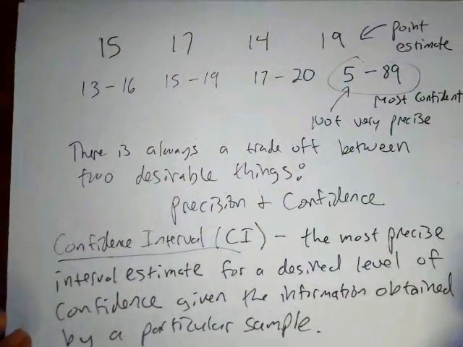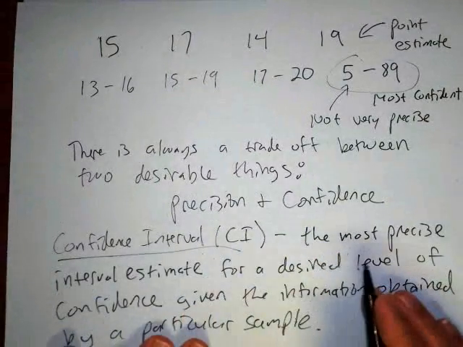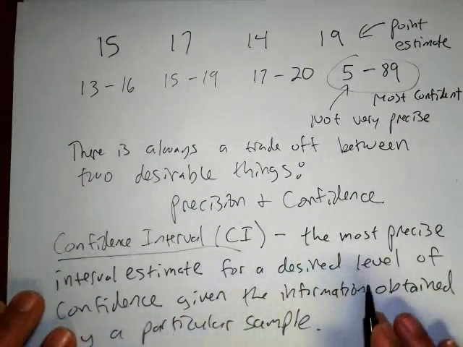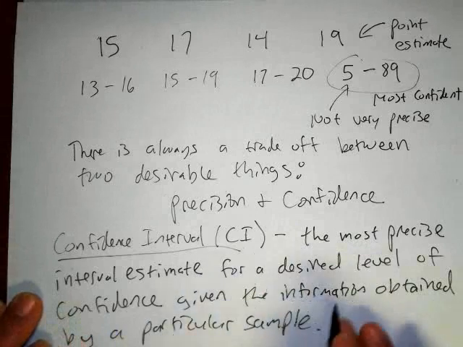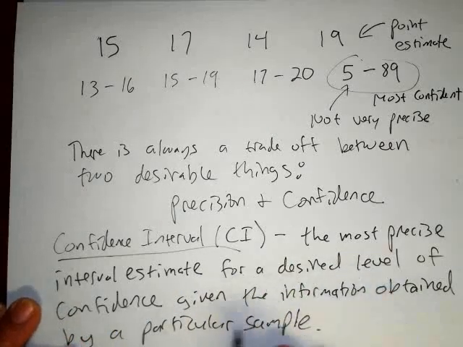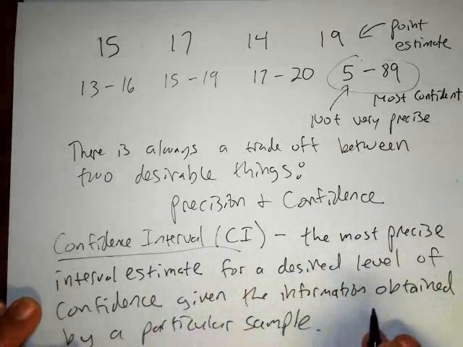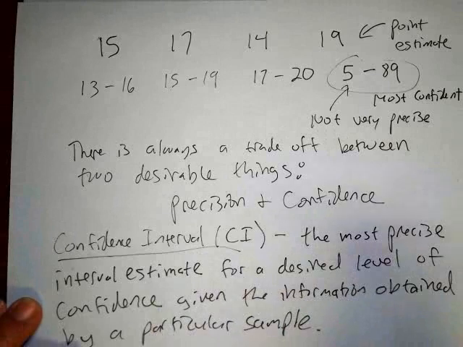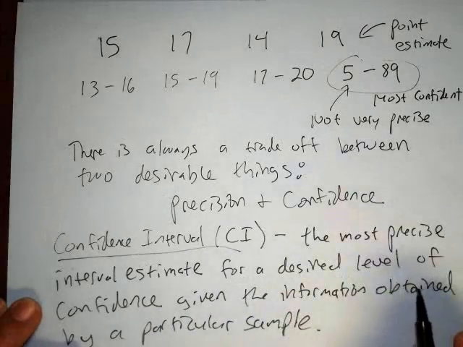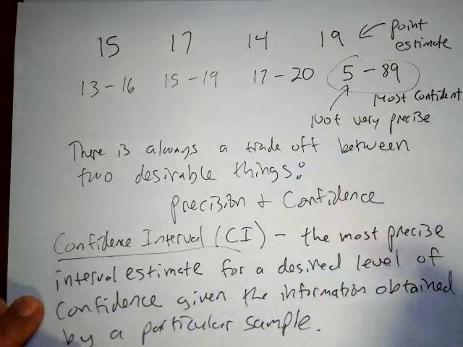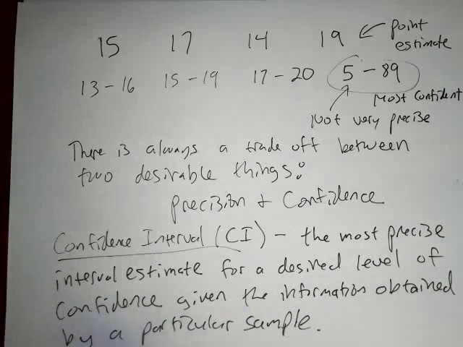And the confidence interval then is you're going to choose your level of confidence, and then you draw out a sample, and the information that you use is actually the mean and standard deviation of the sample, and the confidence interval is going to be the most precise interval that you can get at that desired level of confidence for the information that you gain from a particular sample. And so in the next video, we're going to learn then how to find that confidence interval.